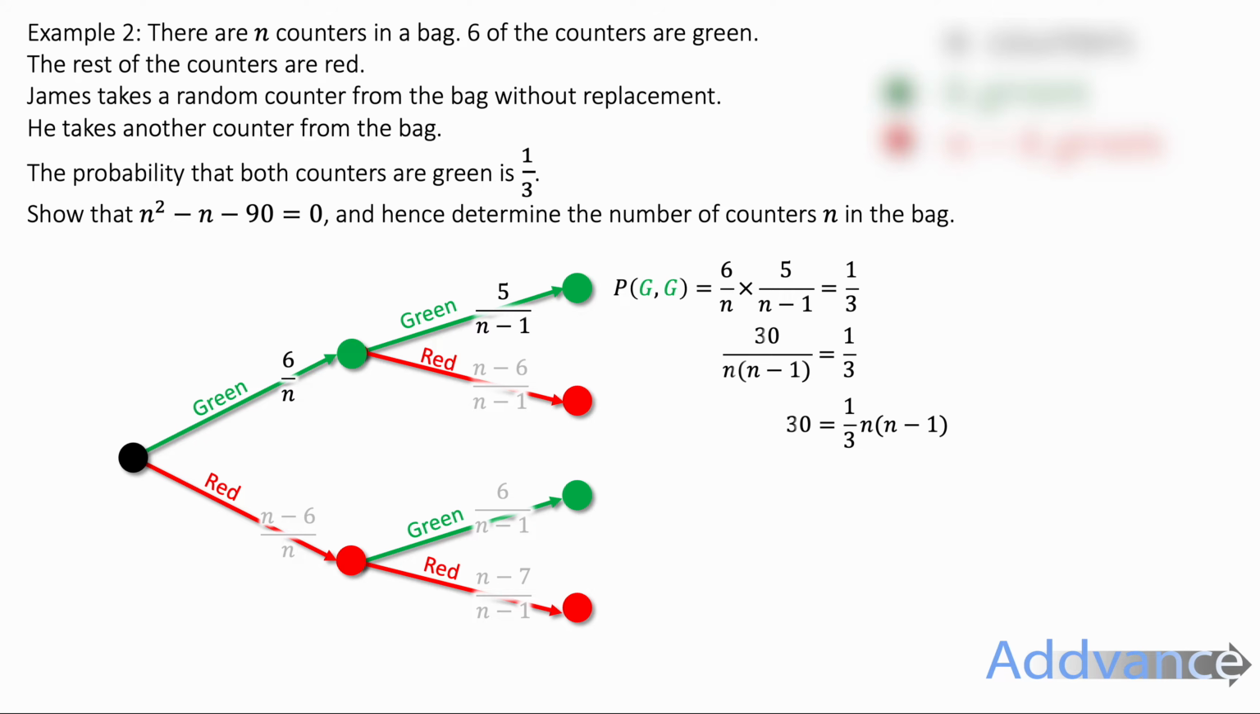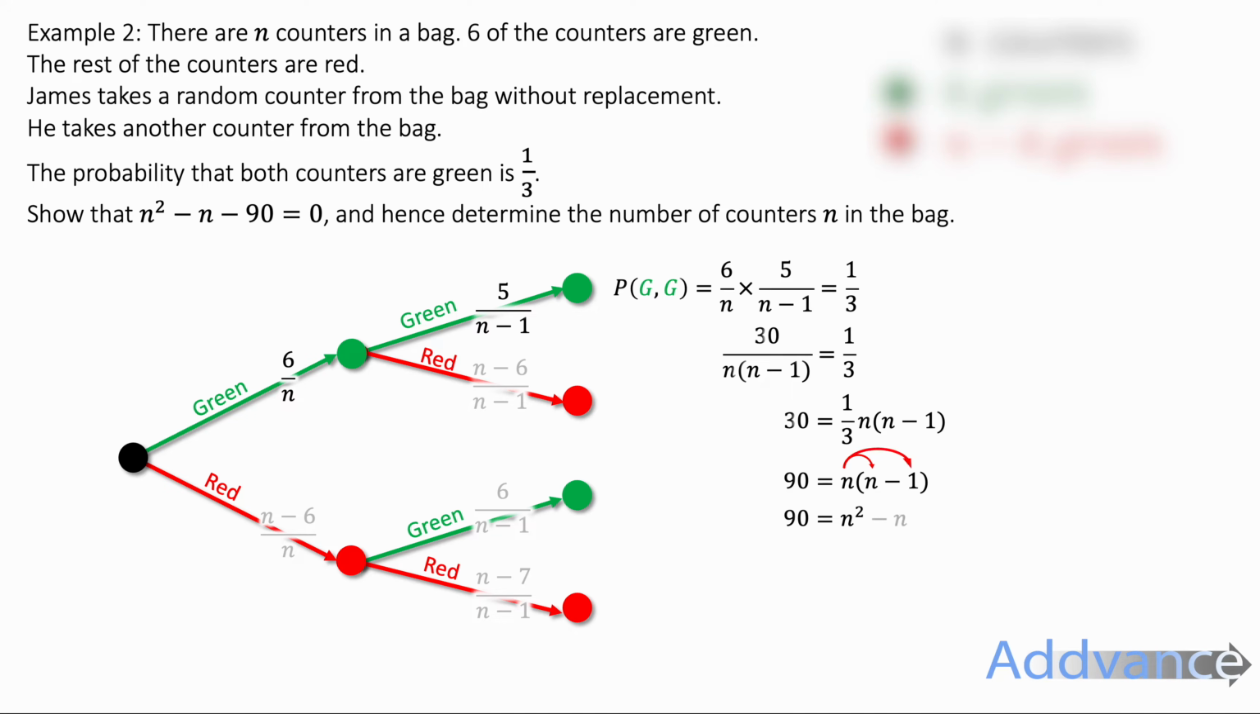We can get rid of the divide by n times n minus 1 by multiplying by n times n minus 1. And then we get rid of the third. The opposite to thirding something is timesing by 3. That's like a third means divide by 3, so we times by 3. And so we get 3 times 30 is 90.